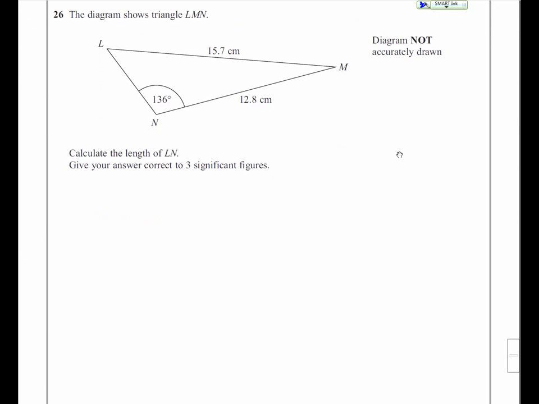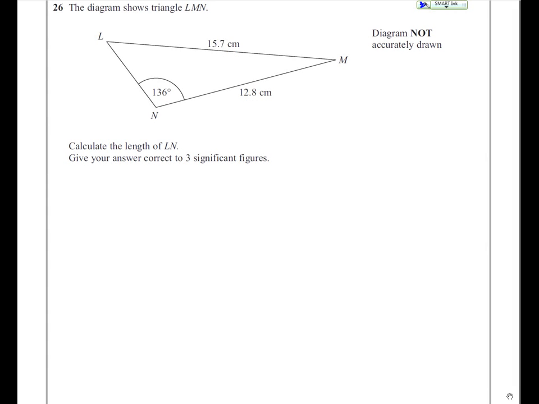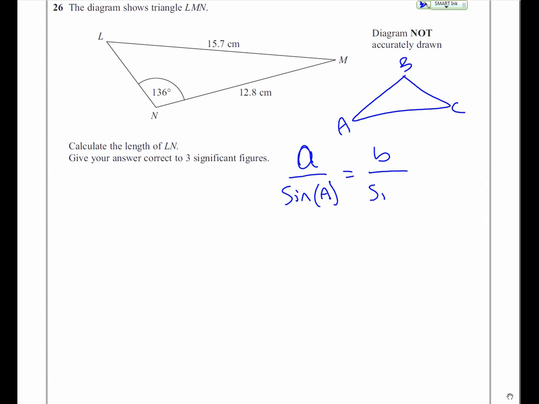The diagram shows the triangle LMN. Calculate the length of LN. Give your answer to 3 significant figures. So the two formulas that you need from your book are shown for any triangle ABC. The formulas are that a over sine A equals b over sine B, which equals c over sine C. That one is called the sine rule, hence why we've got sine, sine, sine.